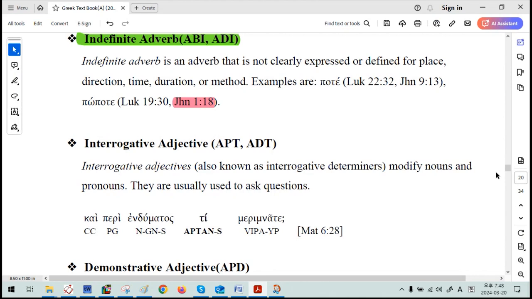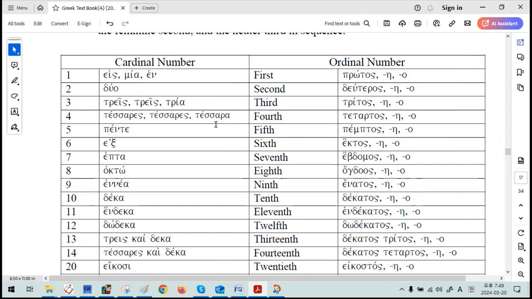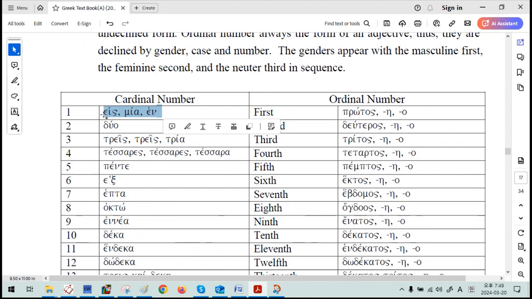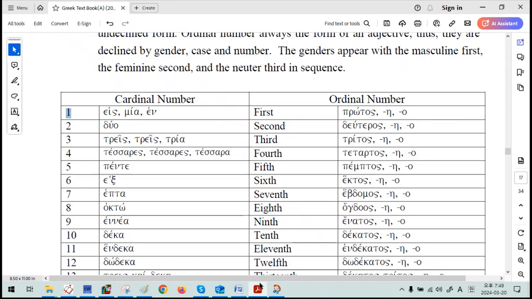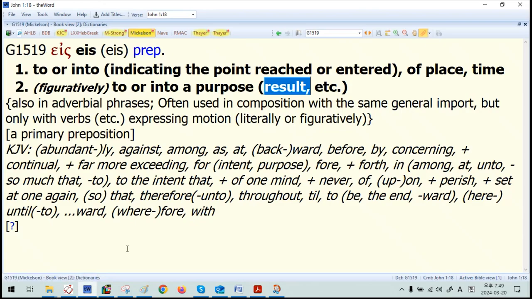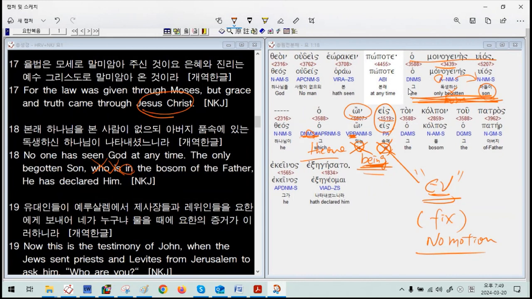And then at the same time, when eis becomes a number, we already learned the adjective, the cardinal number. There are three cardinal numbers in the Greek: heis, mia, hen. So eis is number one. Then you are moving into, because of motion, you are moving into a point to reach, enter, place, time. You are moving into a purpose to get the result. Then the result should be what? Result is one. That's why the concept of eis is you are moving into. So eis is into.